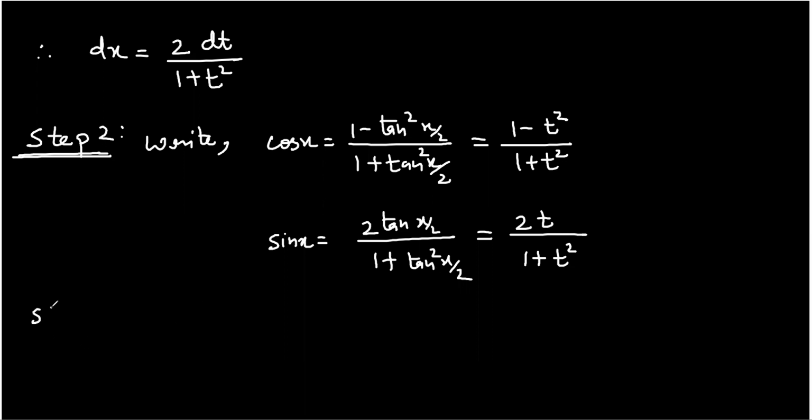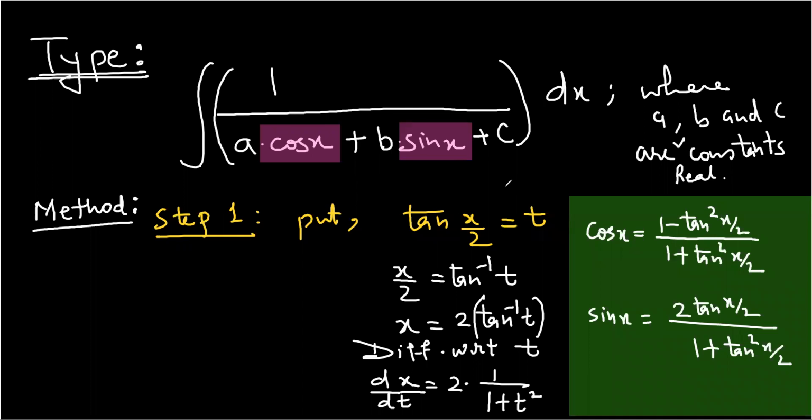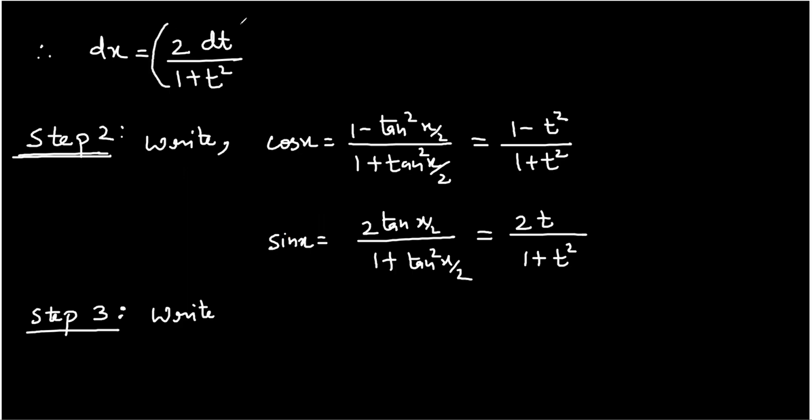Then step 3. Step 3 is, write the integral after you have done all this. That is, the dx in the given question you will have written as 2 dt upon 1 plus t square, and wherever you have cos x and sin x you will have put these. Then you will notice that the given integral is converted into the type 1 upon quadratic, a form where you can apply the theory 1 result.